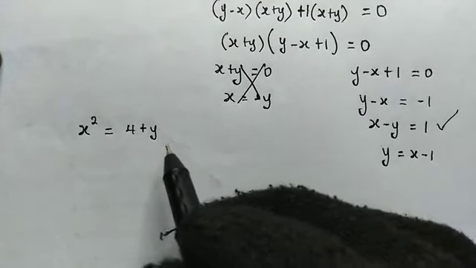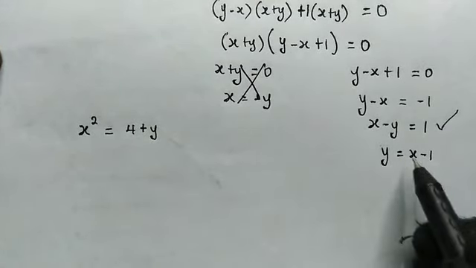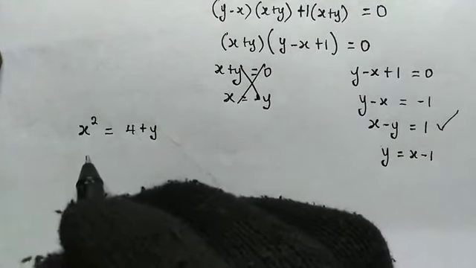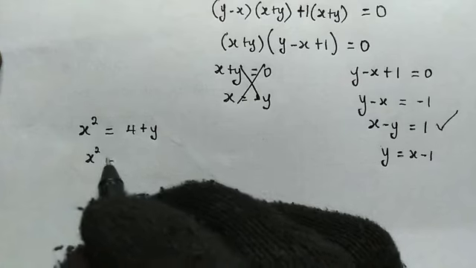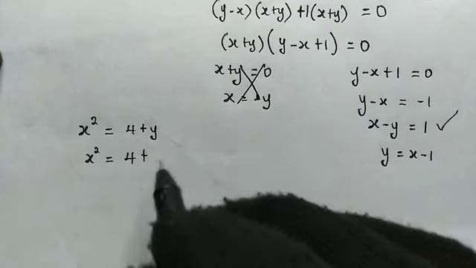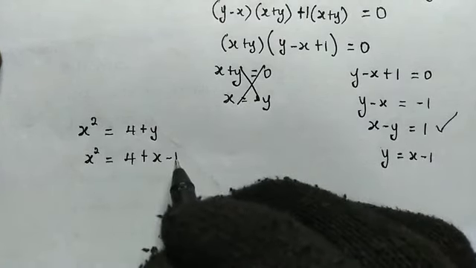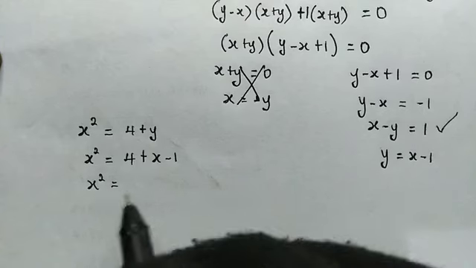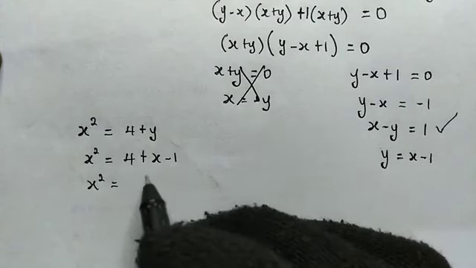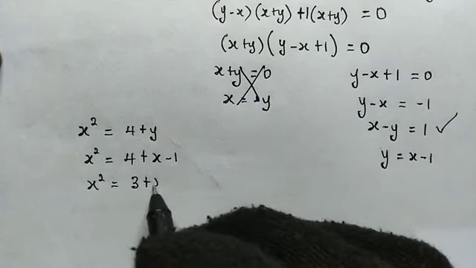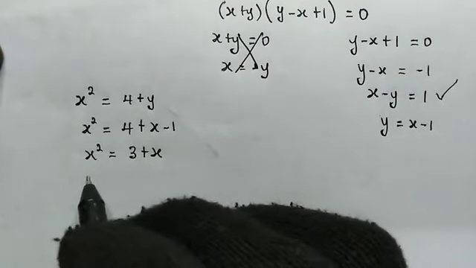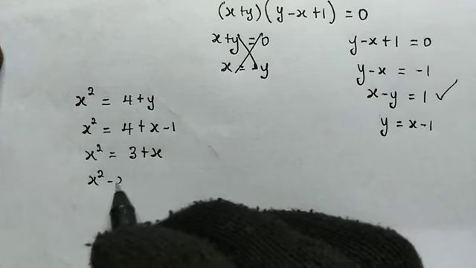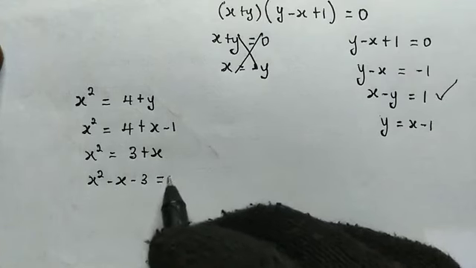And from here, y equals x minus 1. So we're going to substitute. So we get here x squared equals 4 plus, instead of y, that will become x minus 1. So here we have x squared equals 4 minus 1 here is 3, so we get 3 plus x. So from here, x squared minus x minus 3 equals 0.